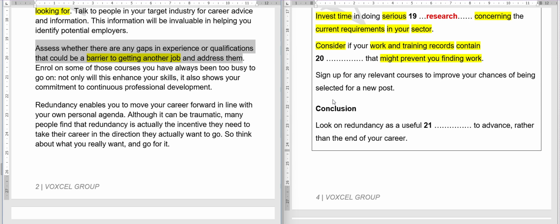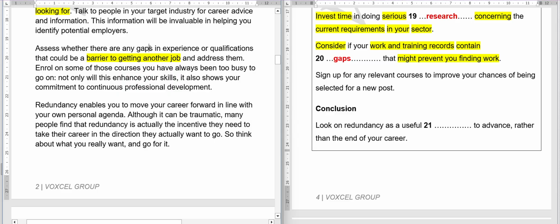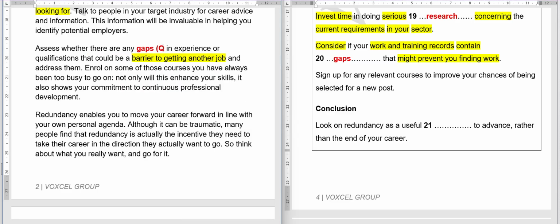Okay, time's up, and let me mark the answer here. And I hope everybody has figured out the correct answer. Quite easy. Gaps. Here it is. Let me mark and write the location. Question 20. So this is the answer, gaps.